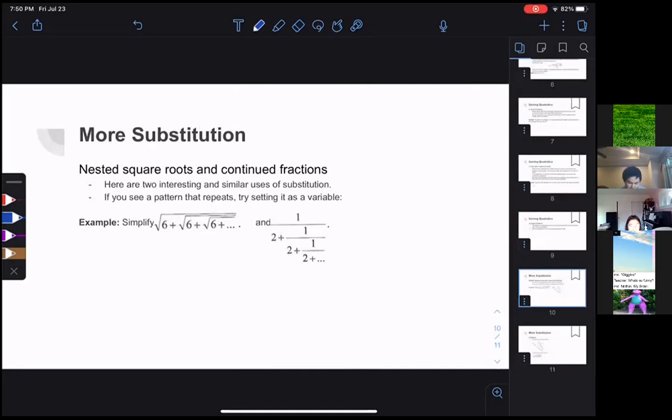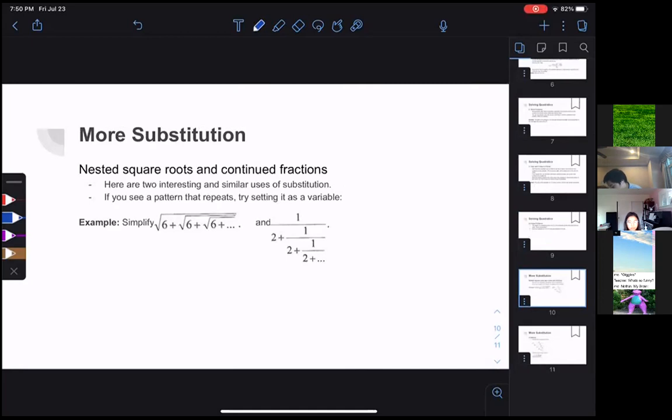There's some more exercises on this, but I'll go over those next time. So here are two interesting and similar uses of substitution. They involve quadratics, although it might not be immediately apparent at first. So if you see a pattern that repeats, try setting it as a variable.